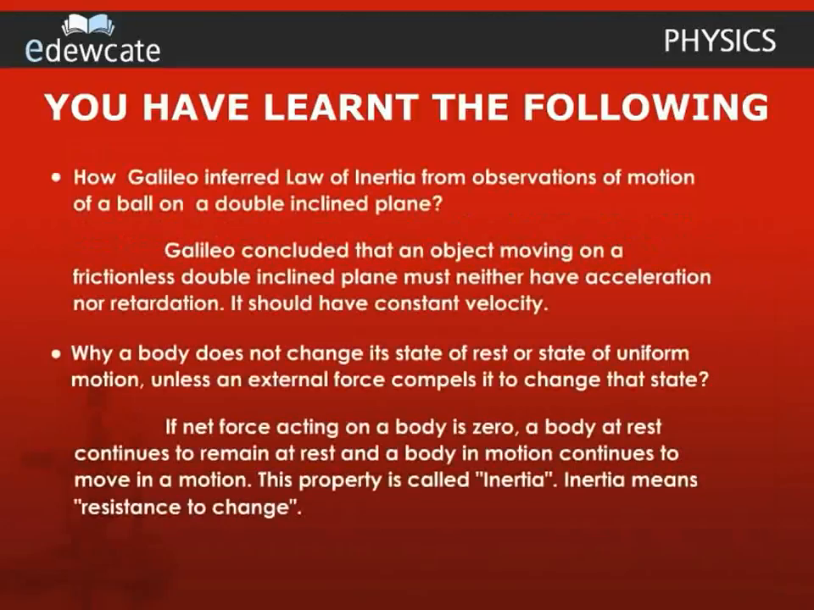Galileo concluded that an object moving on a frictionless double inclined plane must neither have acceleration nor retardation. It should have constant velocity. If the net force acting on a body is zero, a body at rest continues to remain at rest and a body in motion continues to move in a motion. This property is called inertia. Inertia means resistance to change.